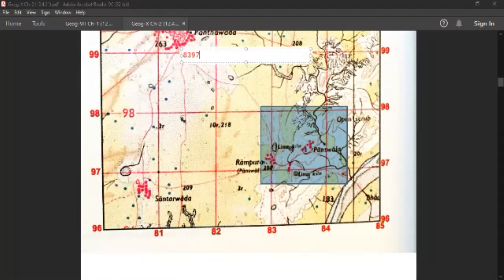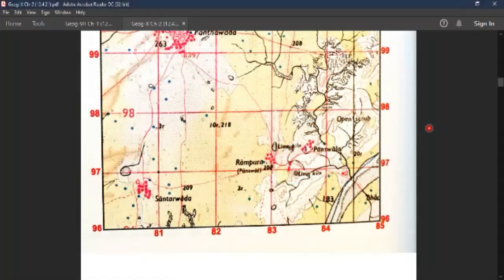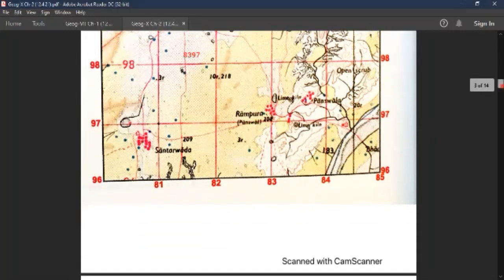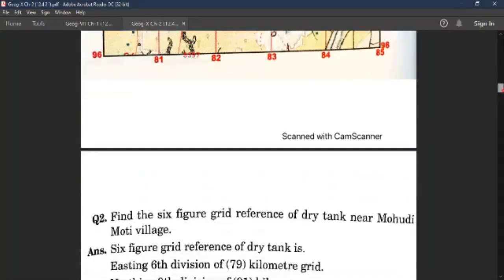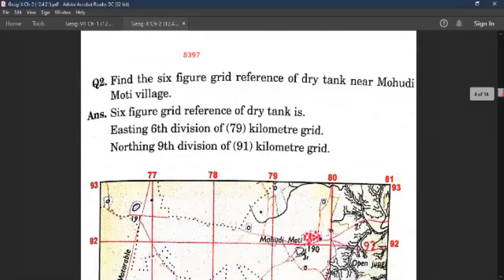I hope you understand this, how to find out the 4-figure. Now let us have a look towards the six-figure grid reference.